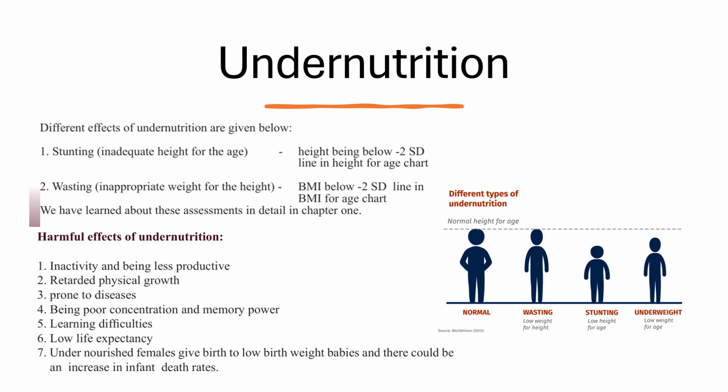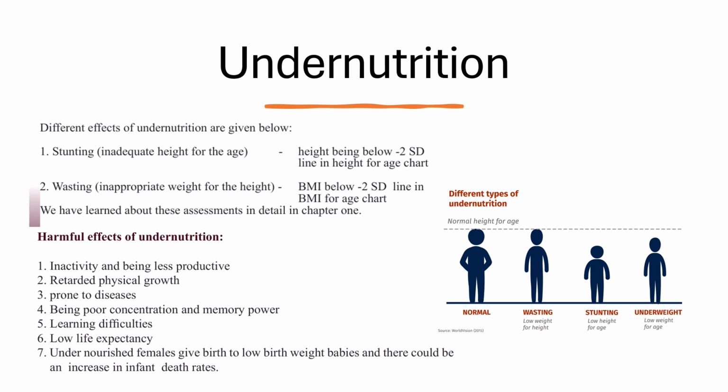Then there is poor concentration and memory power. Like I said, you need nutrients for your brain as well. The brain is one of the organs in our body. The brain also needs nutrients to function. So if you don't take enough nutrients to your body, that is going to affect your brain functions as well. And that will cause problems in concentration, your memory, and also other learning difficulties.